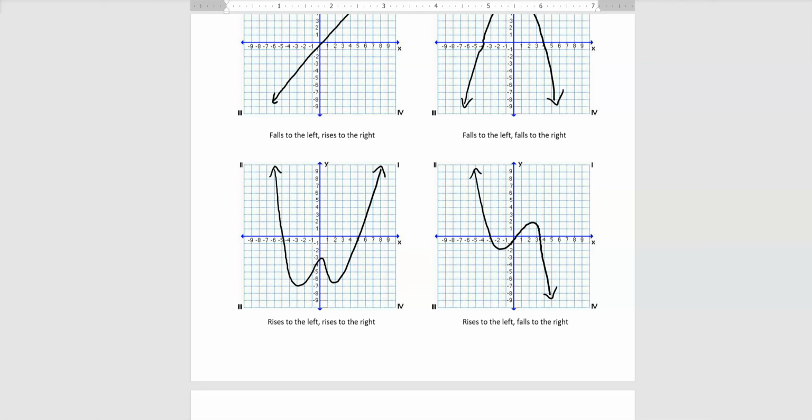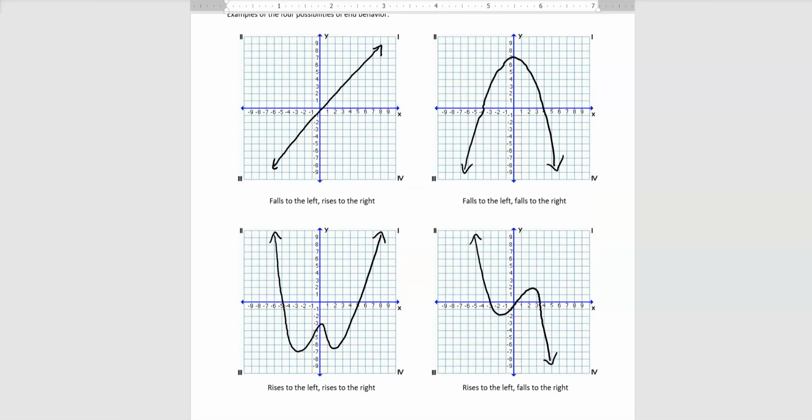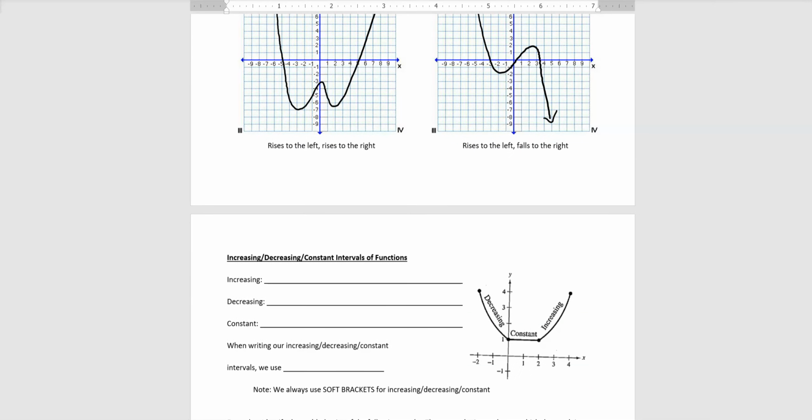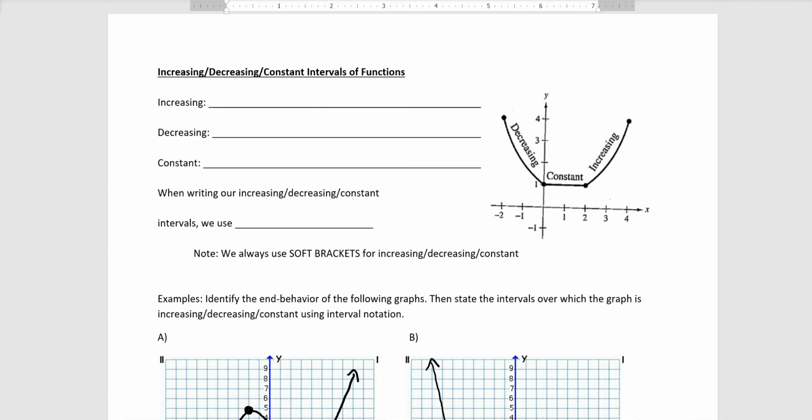And then the final option, rises to the left, falls to the right. So here we go, going up to the left, going down to the right. Again, in the middle, it doesn't matter. What we care about is as x, or as our input, approaches positive and negative infinity. So these are the four possibilities. Every graph will fall into these four ideas. So that's end behavior. The other idea we're going to discuss is increasing, decreasing, and constant intervals.